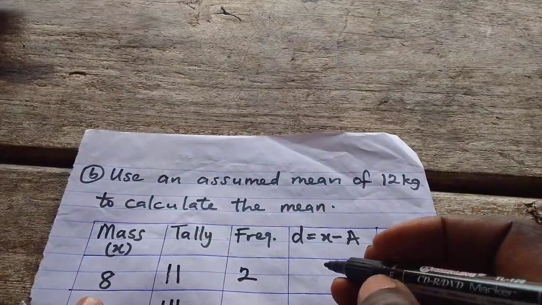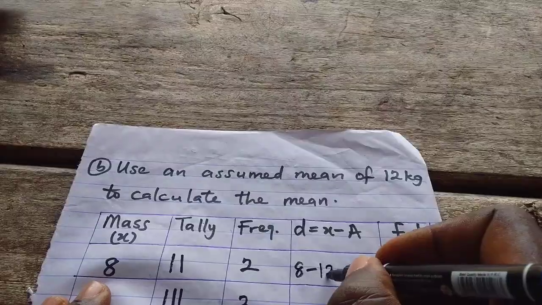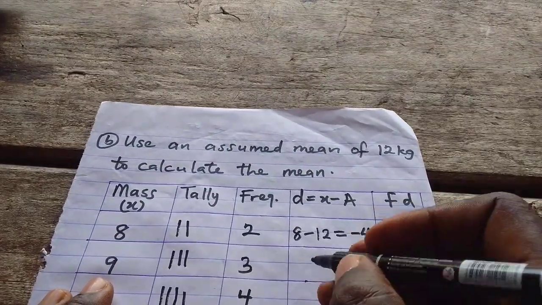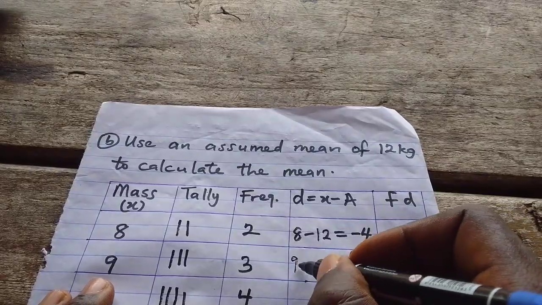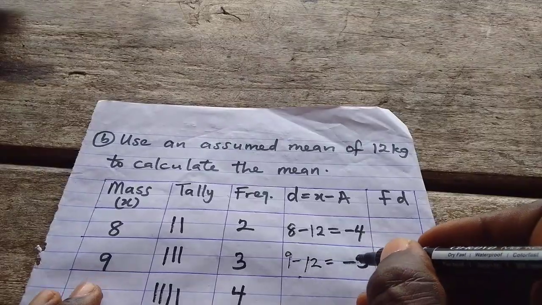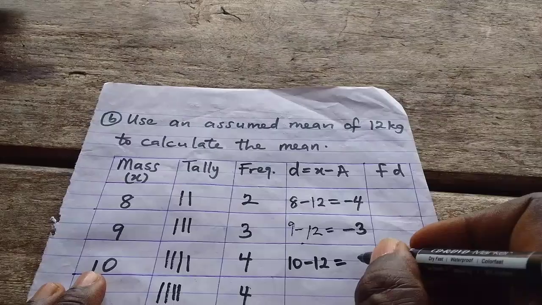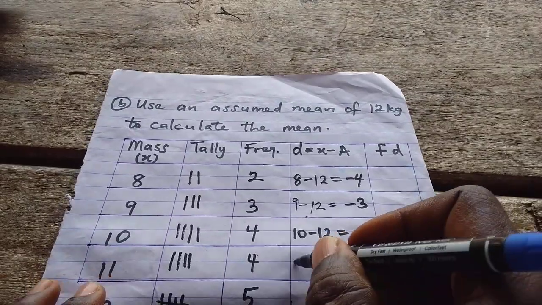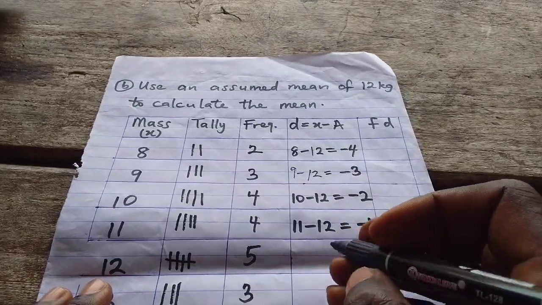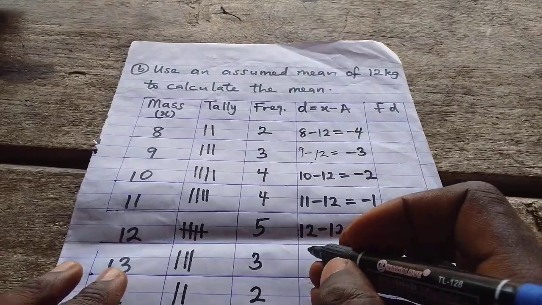assumed mean. So that means our x here is what? 8 minus 12. 8 minus 12 will give us minus 4. Then x here is what? 9. 9 minus 12 is minus 3. Then we have 10. 10 minus 12, that is minus 2. 11 minus 12, that is minus 1. 12 minus 12, that will give us 0.